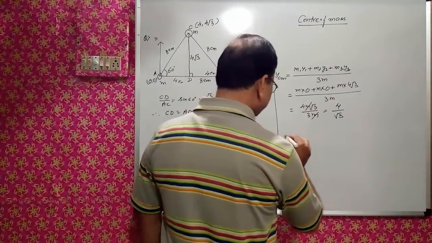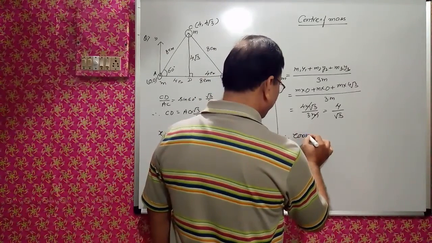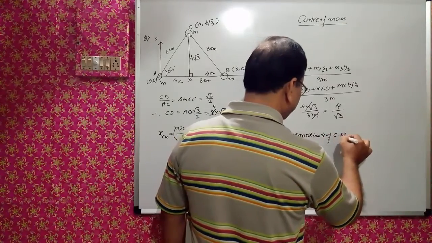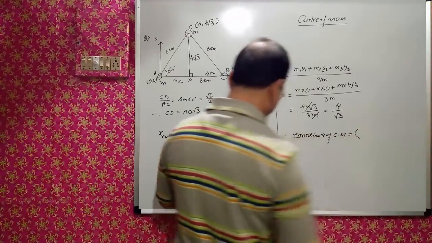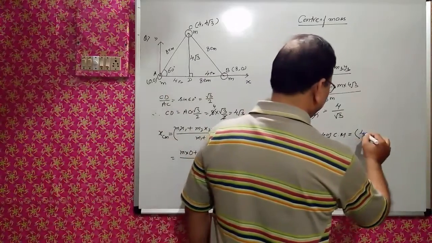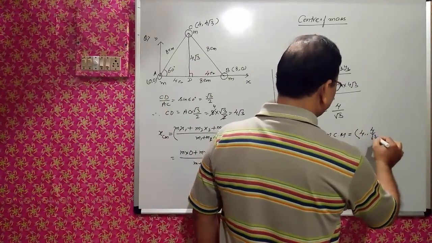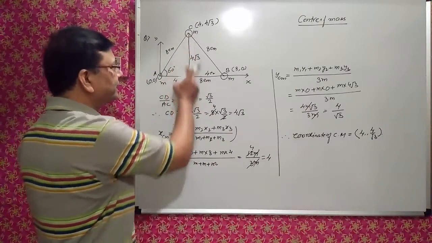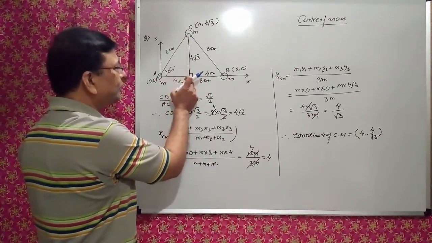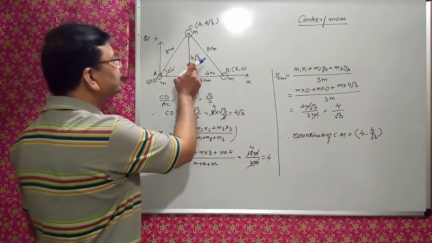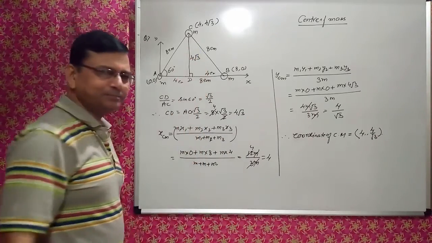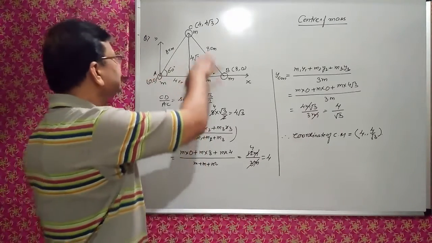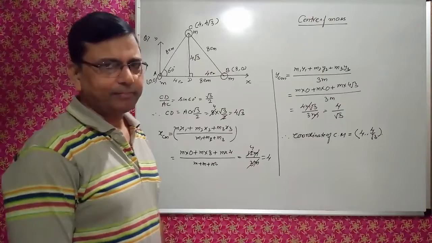Therefore, the coordinate of the center of mass is equal to how much? That is 4 and 4 upon root 3. What does it mean? It will be lying on this line somewhere. X is 4, y is something, that is 4 upon root 3, and it will be somewhere here. So this way we found the coordinate of the center of mass of this kind of arrangement of masses.